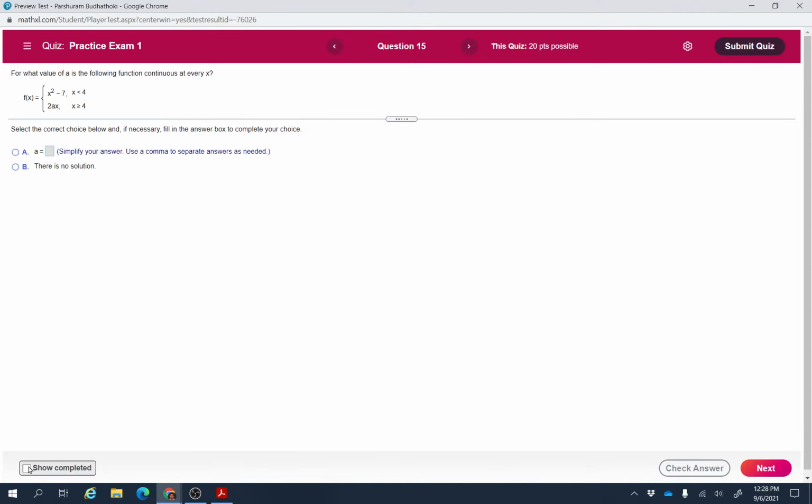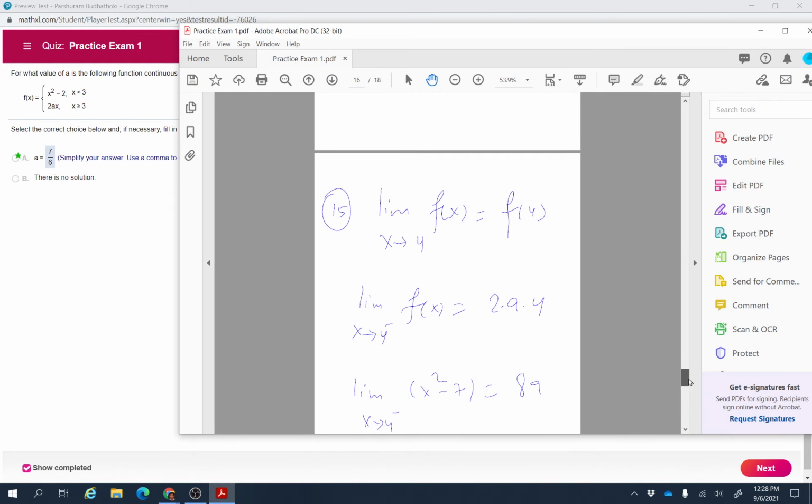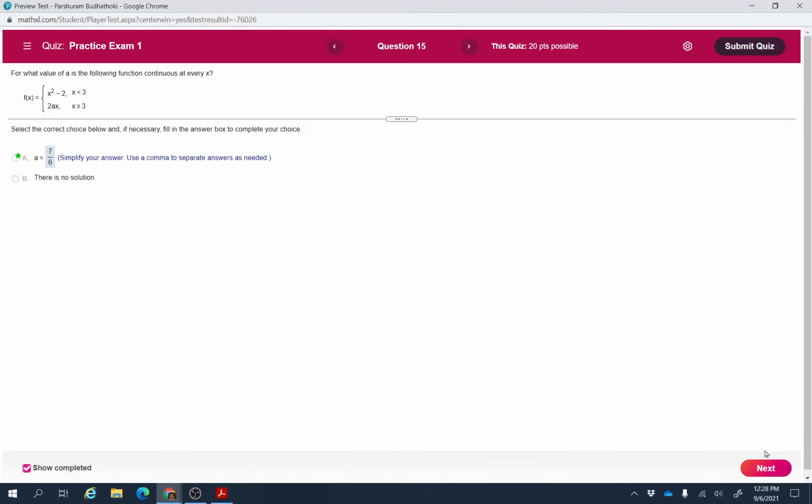Oh, I forgot to use the completed. So by doing the same thing, you can find a equals 7 over 6. And this is a different answer because this is a different question. Here I was doing x squared minus 7, but here you have been given x squared, and then the limit is at 3. So if you use the very same idea, it will be 7 over 6.